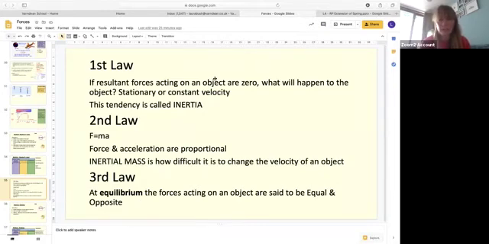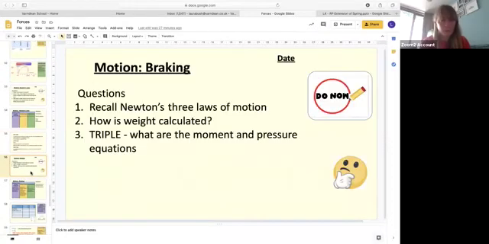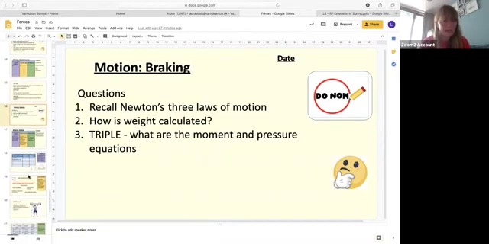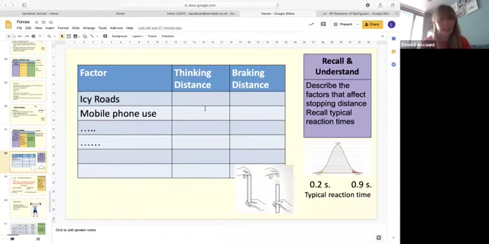So if the resultant force is 0, which means it's at equilibrium, the forces acting on it are equal and opposite. Okay, that works through there. Then we've got some stuff that we did on braking. Most importantly with braking, it was what is stopping distance, and stopping distance is the sum total of the thinking distance and the braking distance that we've got here.